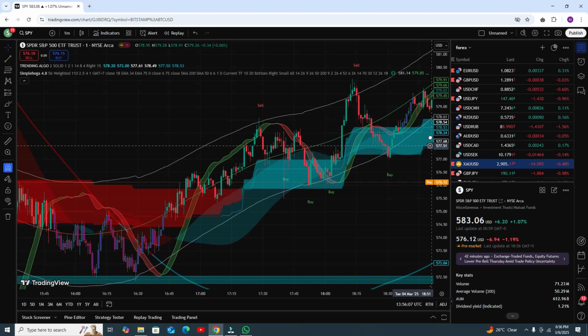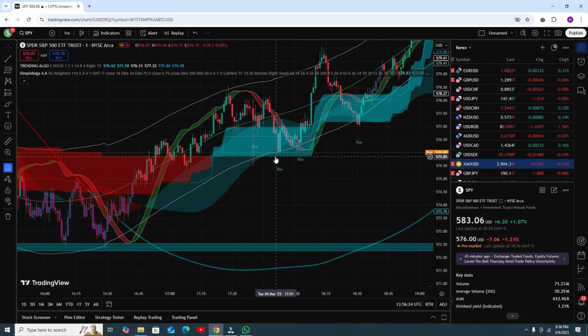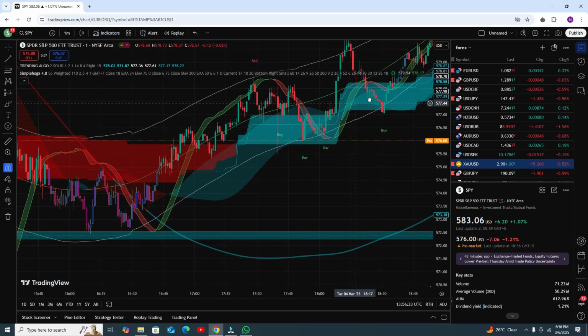The conditions are very clear. There are two clouds here, you can see the first cloud and this one is the second one. Both should be blue, then you get the buy signal. The third thing is the trend line is blue, and the fourth thing is the RSI. Here you can see this is the RSI.